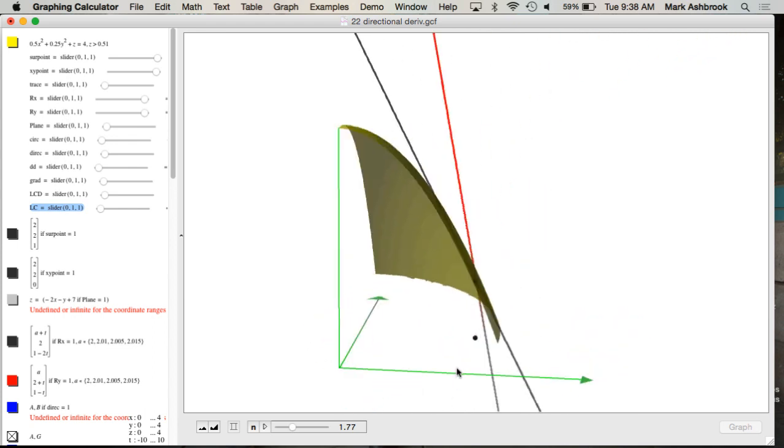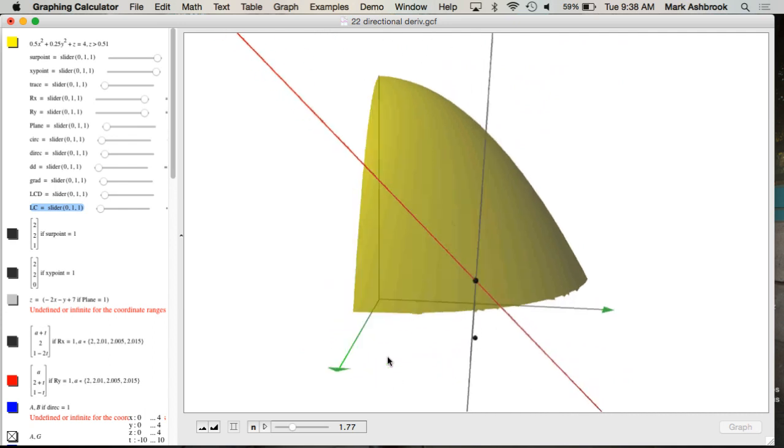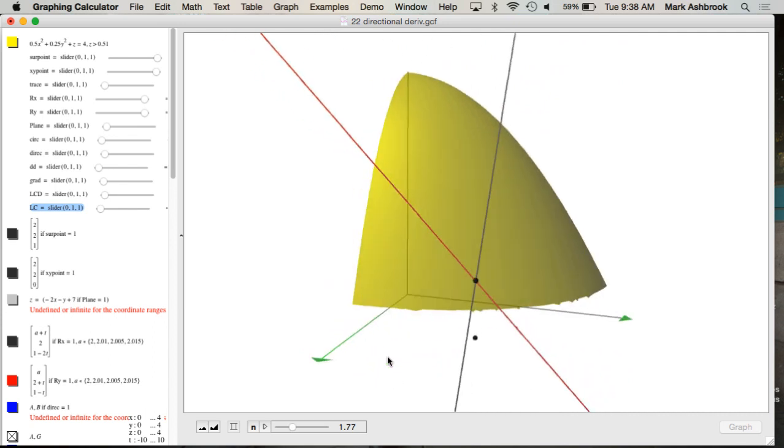So now on this surface, there are two rates of change, right? Two rates of change. Is that right? What's that? Why? Why do you say there's infinite?